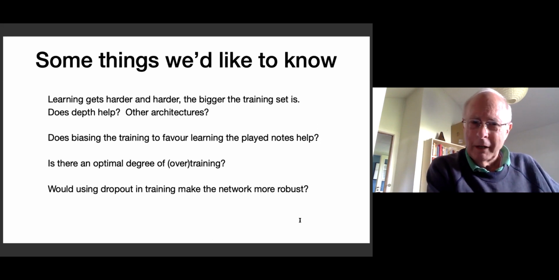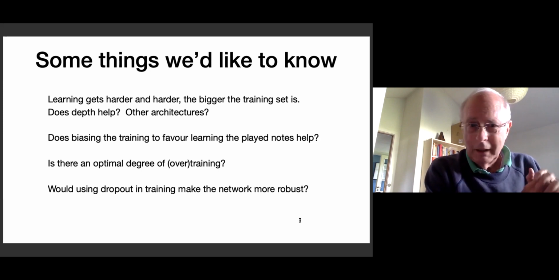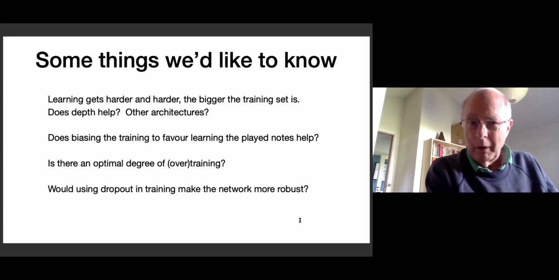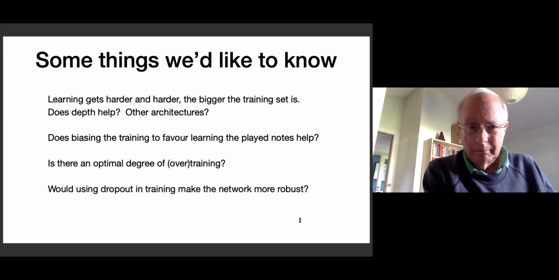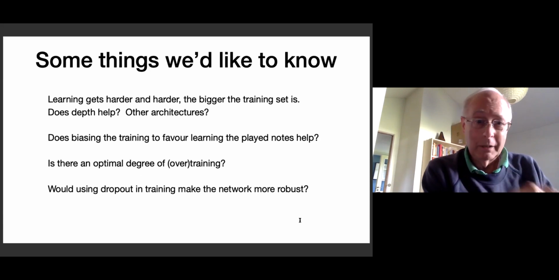Another thing is, if you look at the errors that it makes, even when it's getting this really low negative log likelihood, it's getting more errors on the keys that you want to play than on the ones that you don't. So you can bias the training to learn stronger on the notes you want to play. And there's some indication that may help. One of the recordings I was going to show you was generated that way, but I don't have time for it.